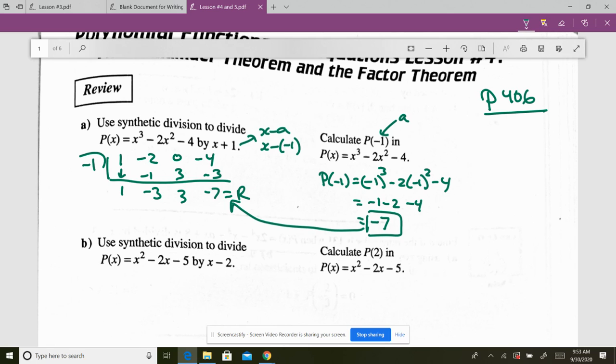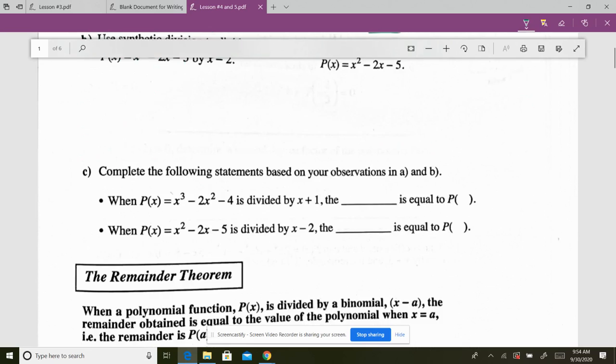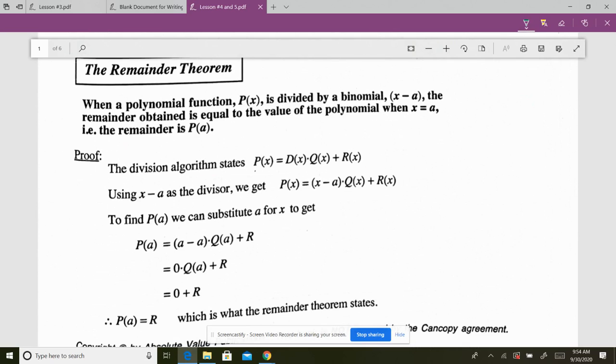All right? There's a mini proof. I'm not going to do the next one. There's a mini proof at the bottom here. We can just go through it quickly. We write everything as p is equal to dq plus r. Well, our d is our divisor, which we know is x minus a, right? So I can rewrite it like this. Now, if I put a in there, anything in brackets goes in where? What variable? In for x.